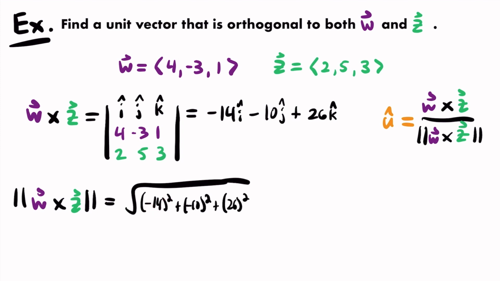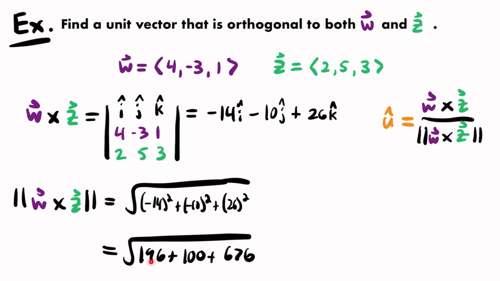Now negative 14 squared is 196. So this is equal to the square root of 196 plus negative 10 squared, which is 100, plus 26 squared, which is 676. Now 196 plus 100 is 296, plus 676 is 972.